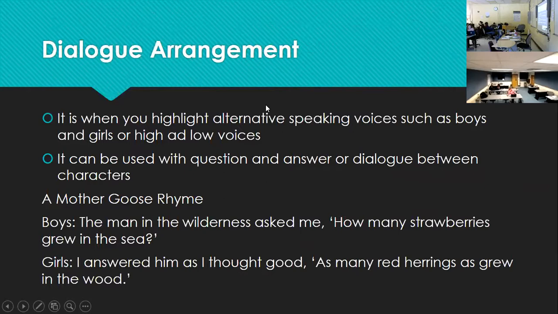Dialogue arrangement teaches children how, in a story, if they have someone speaking and they have someone else speaking, so it's like, Mom, it's time to go to dinner. Dad, yeah, kids, time to go to bed. And the kids are like, no, Mom, Dad, we're not ready. It's a dialogue teaching from person A speaking to person B to person C to person D, and so forth and so on. Like this Mother Goose rhyme goes, boys, the man in the wilderness asked me how many strawberries grew in the sea. Girls, I answered him as I thought good, as many red herrings as grew in the wood.